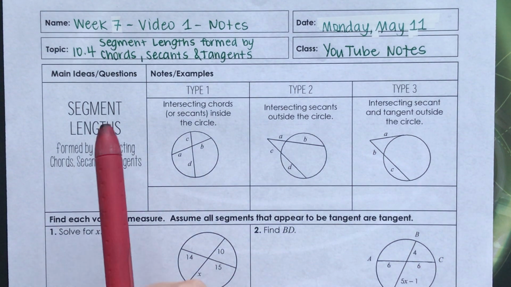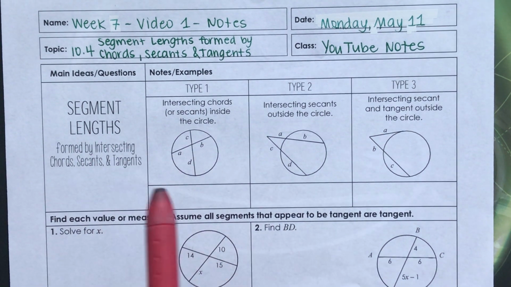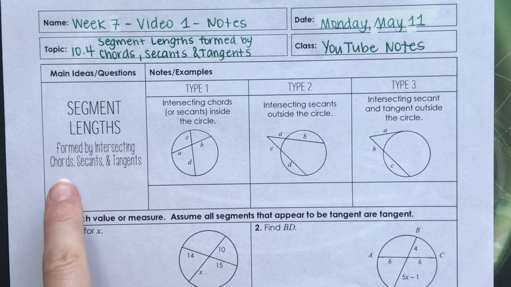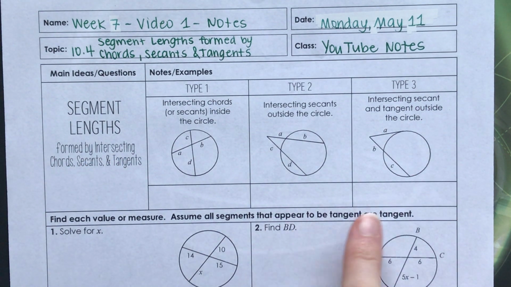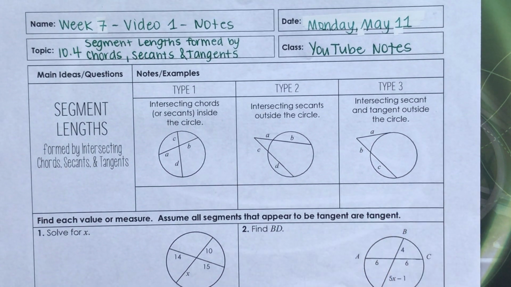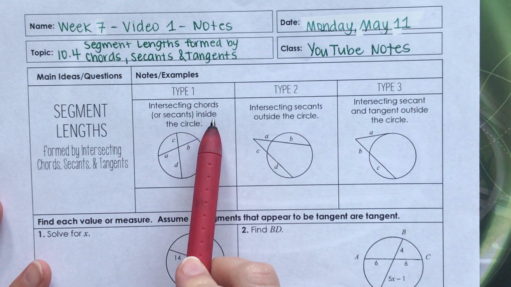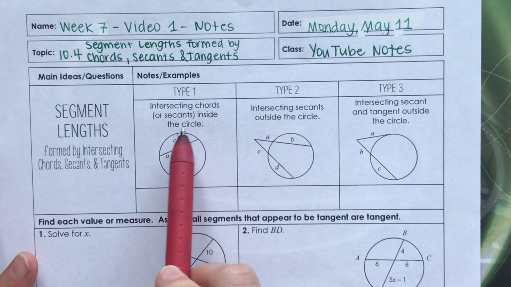So today we're going to be talking about segment lengths that are inside of circles or outside of circles. They're formed by intersecting chords, secants, and tangents. The first type you're going to see are intersecting chords or secants, segments that are inside of the circle.